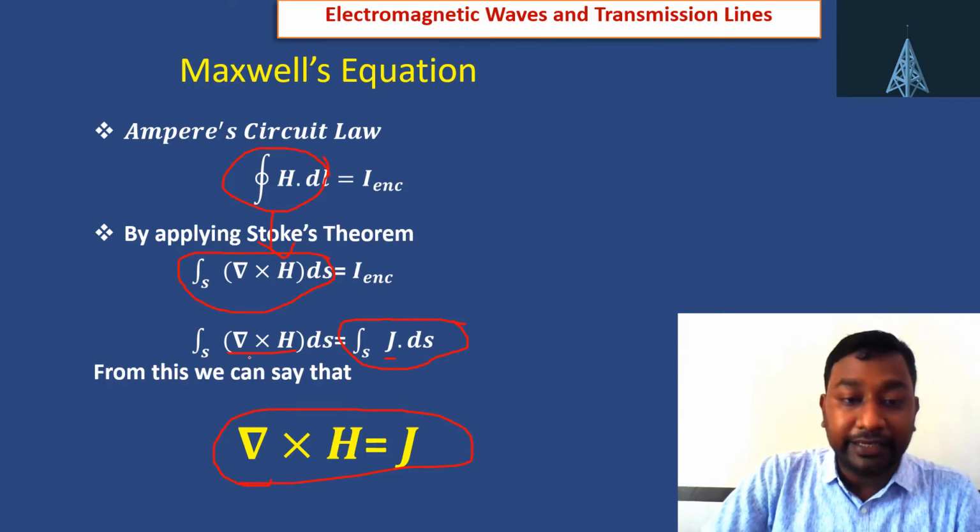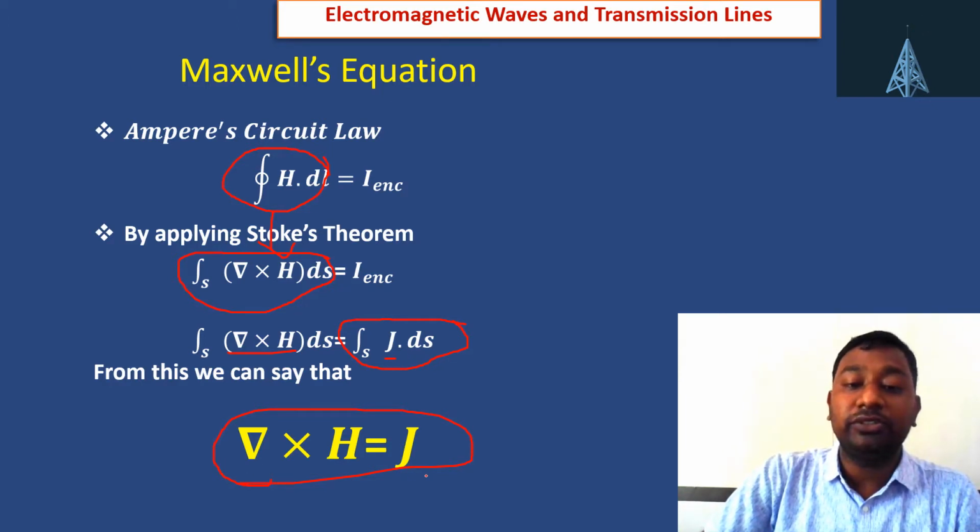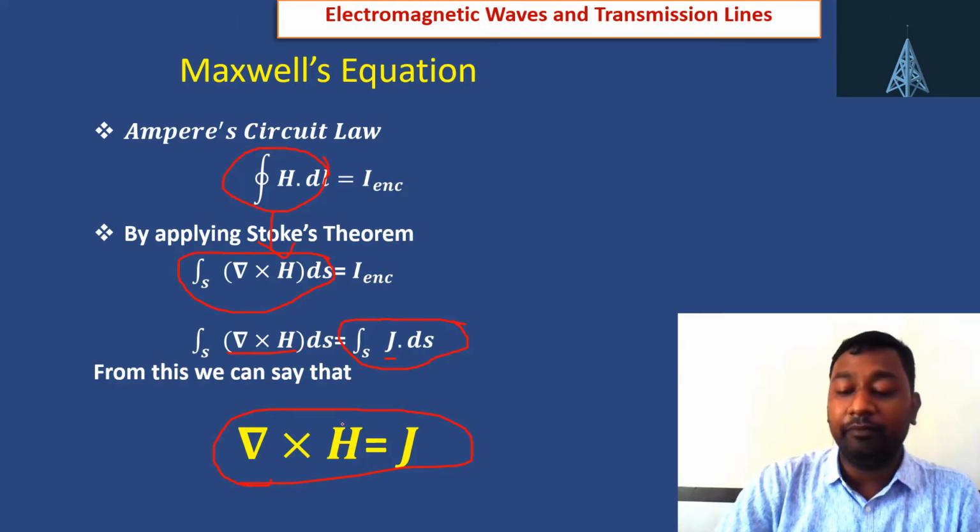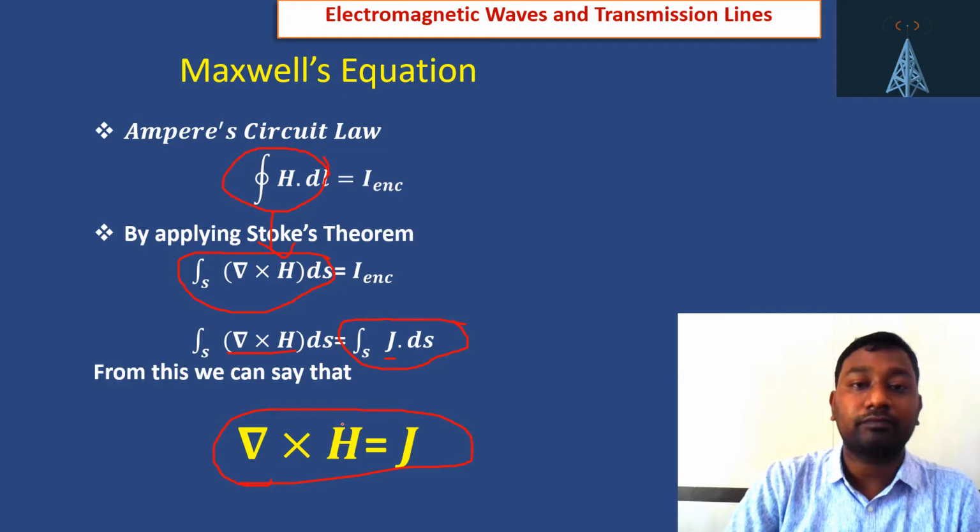Okay, so this is the integral form we can write: H dot dl equal to J dot ds, or we can write the differential form del cross H equal to J. So these are the two Maxwell equations in the magnetostatic field.